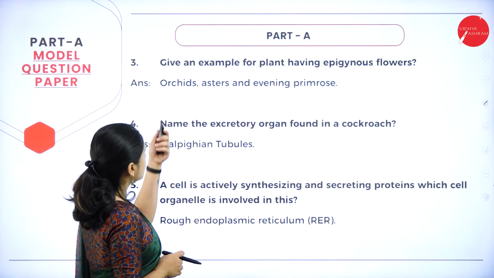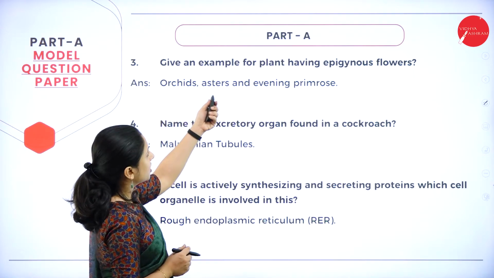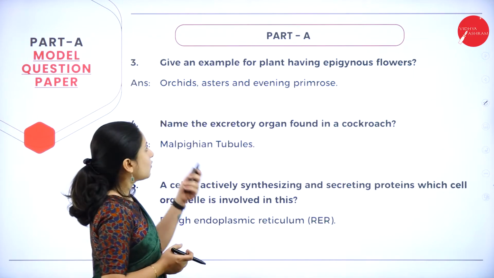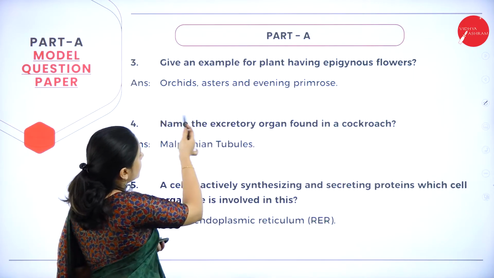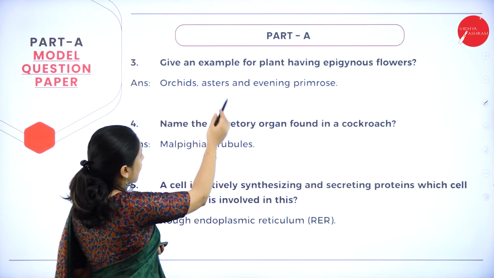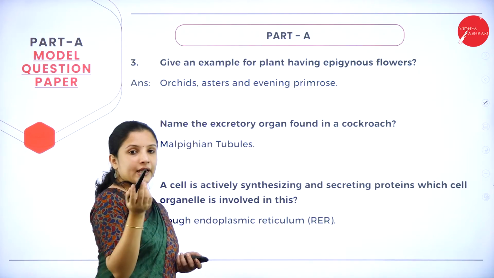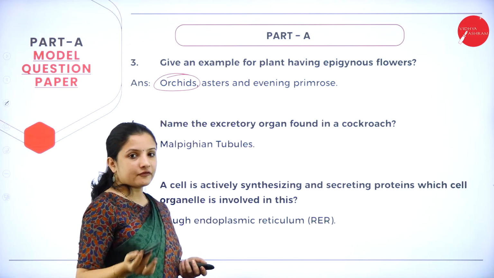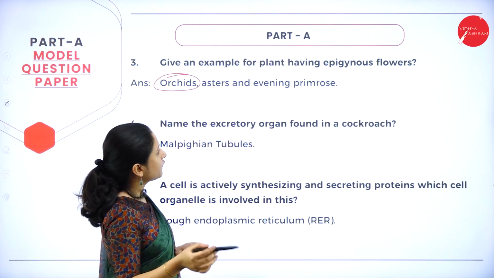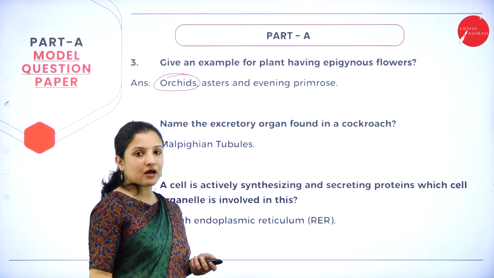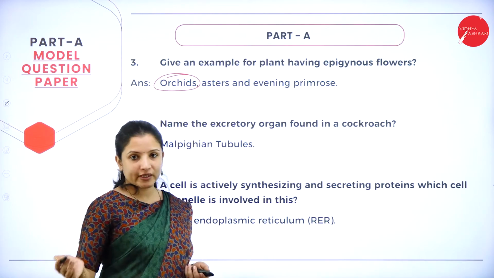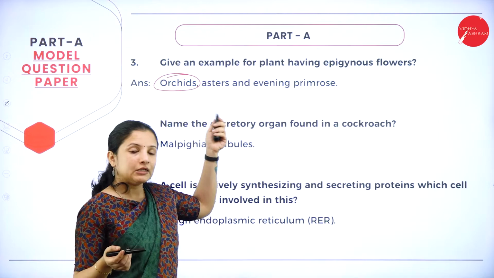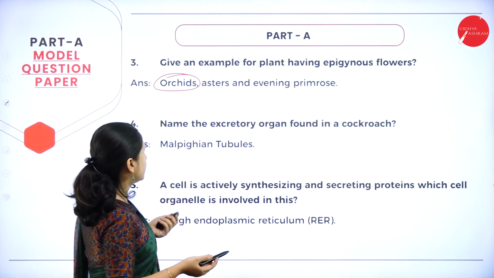Next, moving on to give an example. Say for example here, give an example for plant having epigynous flower. Anyone, here I have written 3, that is orchids, asters and evening primrose. Anyone you can write. You can just write it in 1 word as orchids. No need of writing it as an example for plants having epigynous flowers are orchids. Don't waste your time. Here there is an option where you can put just the answer in a word. So write it only in a word.